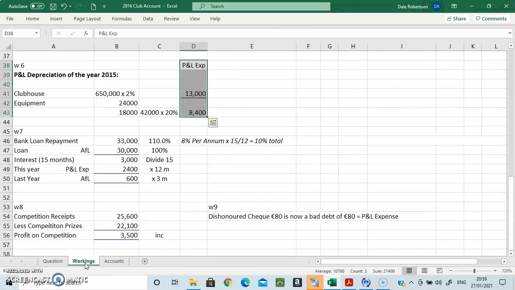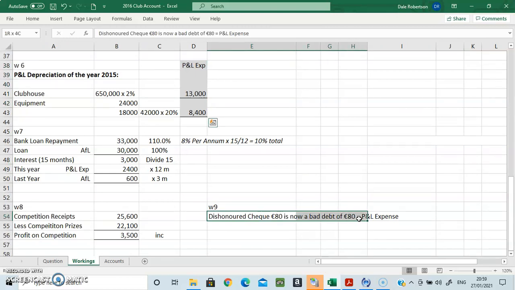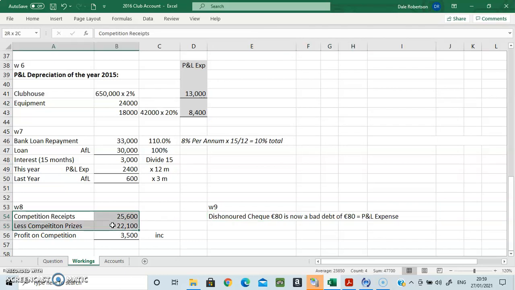Let's look at that for a moment. So here's the dishonored check note. It's just a bad debt of €80. It's a profit and loss expense. Here's the competition receipts less competition prizes, which gives you a profit or an income of 3,500.